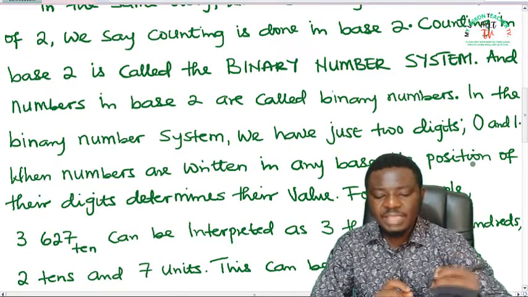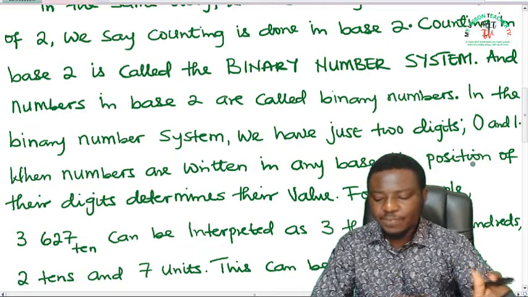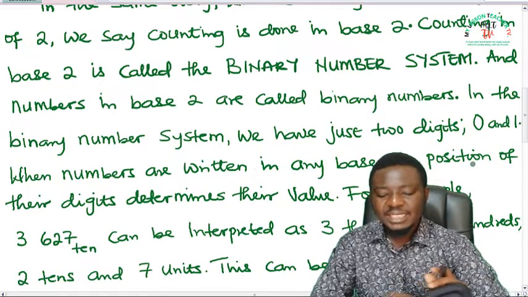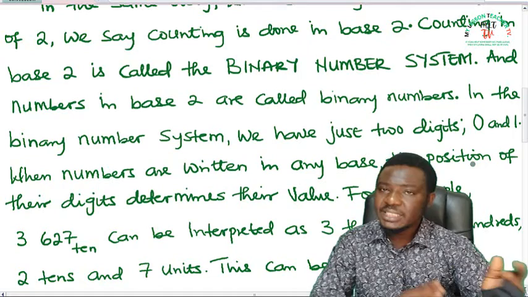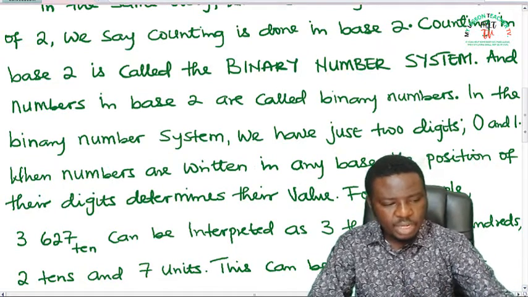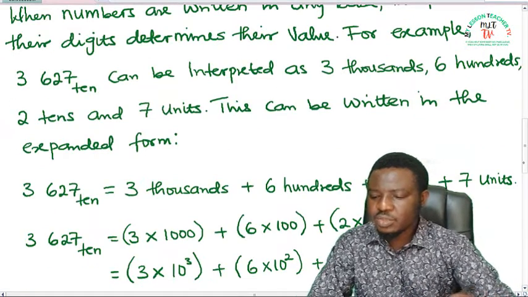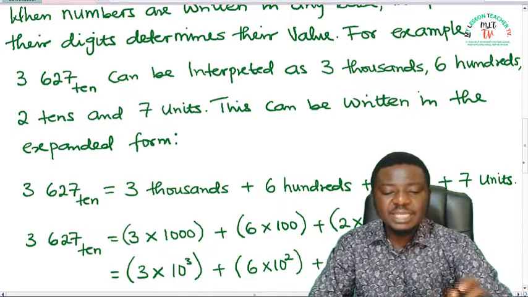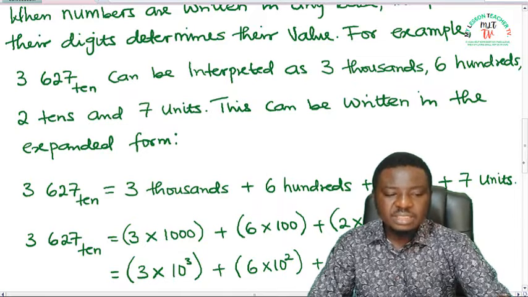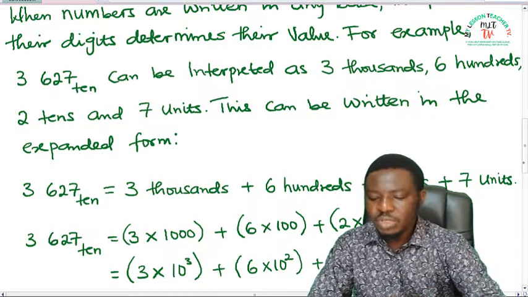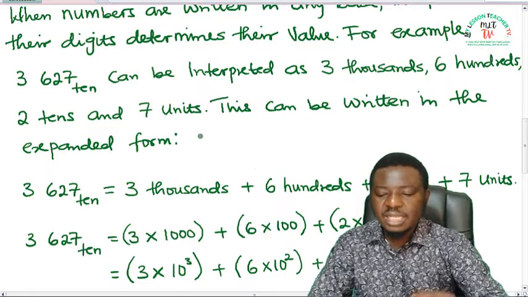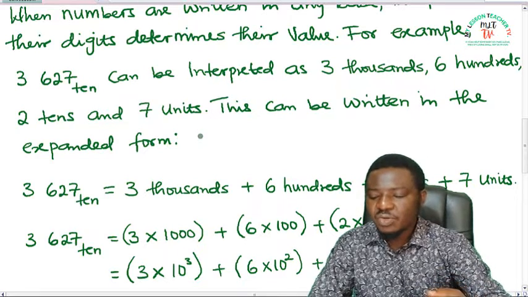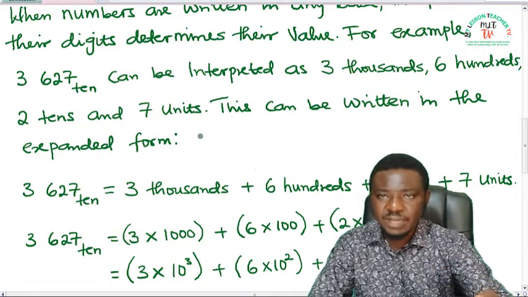We said when numbers are written in any base, the position of their digits determines their values. Same thing with base 10. For example, if we have 3627 base 10, 3627 base 10 can be interpreted as 3 thousands, 6 hundreds, 2 tens, and 7 units. That is why you call it 3627.